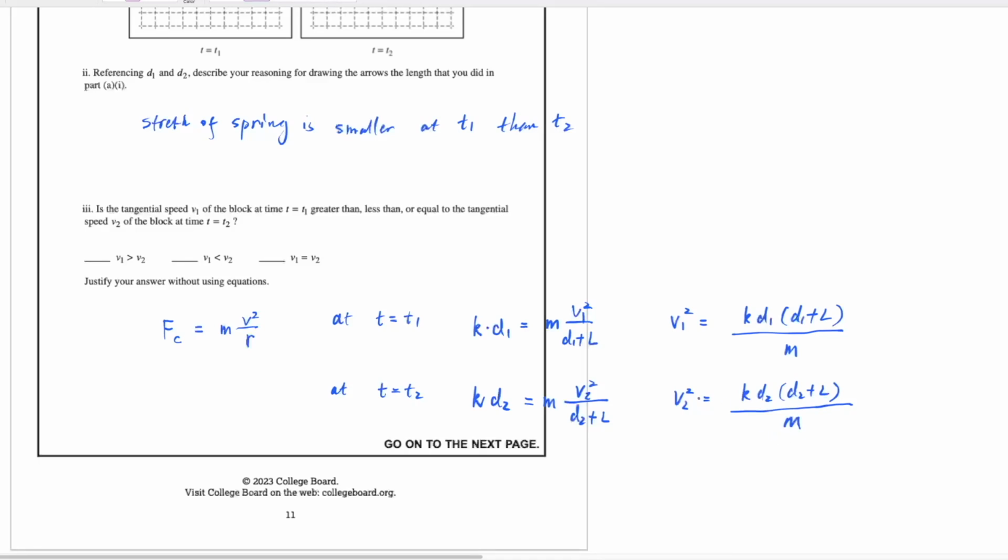So compare V1 and V2. If you look at the difference, D1 is smaller than D2. So D1 plus L is also smaller than D2 plus L. So when they multiply together, V2 squared is greater than V1 squared. Thus V2 is greater than V1. So V1 is smaller than V2. You should choose this one.